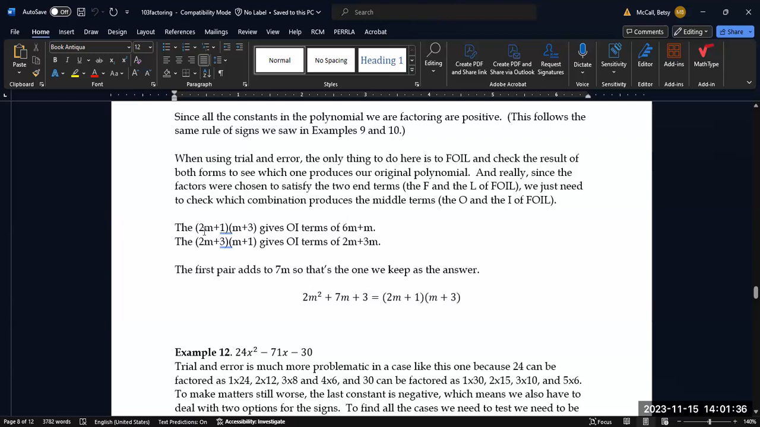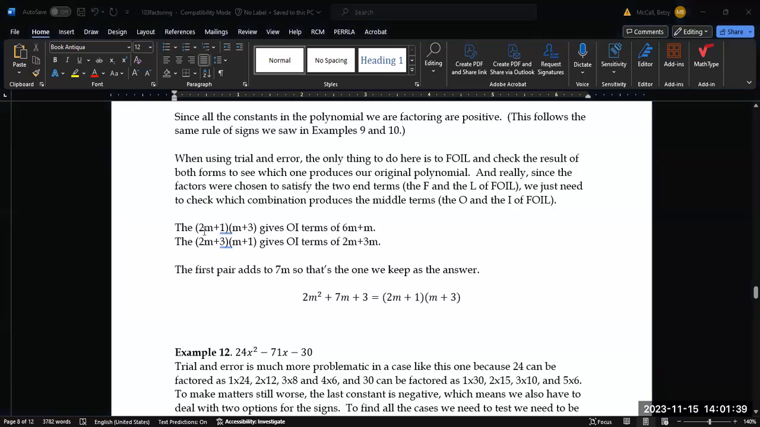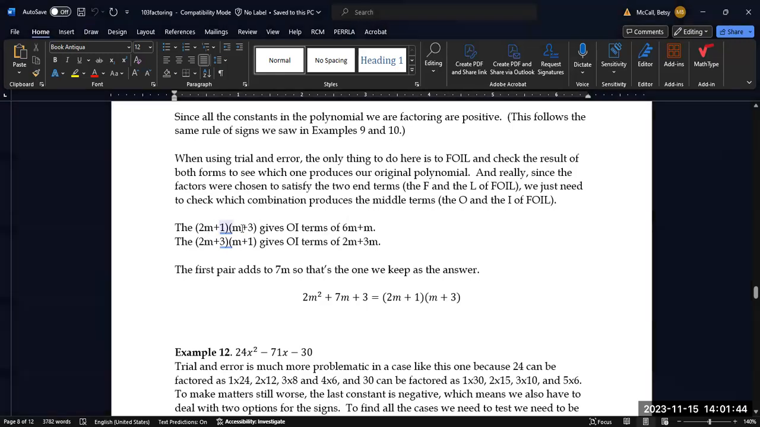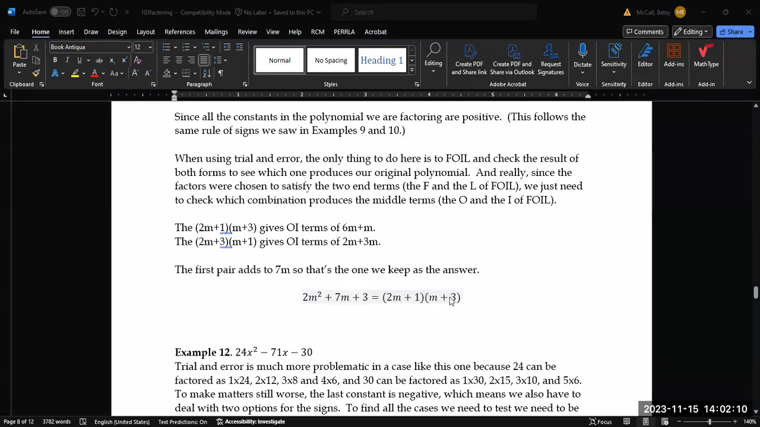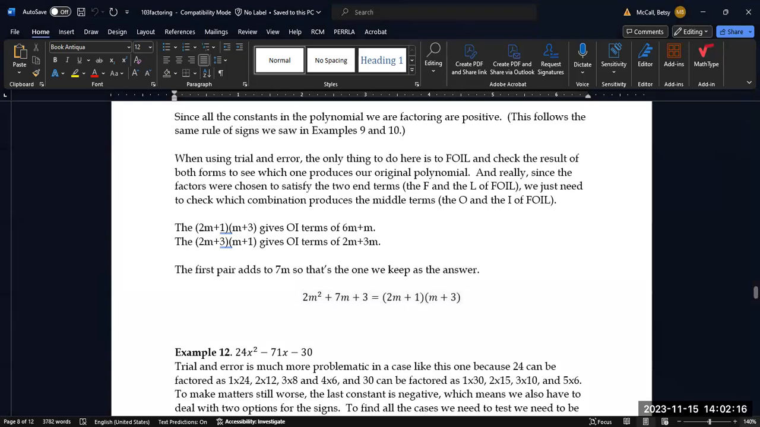But what we want to match is that 7m in this expression. So we're going to do the OI terms of our FOIL, the outer and the inner terms, and add them up to see which ones match. So 2m times 3 is going to give us 6m, and then 1 times m is going to give us m, which does add to 7m. If we do it the other way, we'll get 2m times 1, which is 2m, and 3 times m, which is 3m, which only gives us 5m. So that one isn't going to work. The one that does work is this first way of factoring. And so our final factors are 2m plus 1 and m plus 3. And again, you can verify by FOILing that this does in fact produce this result.